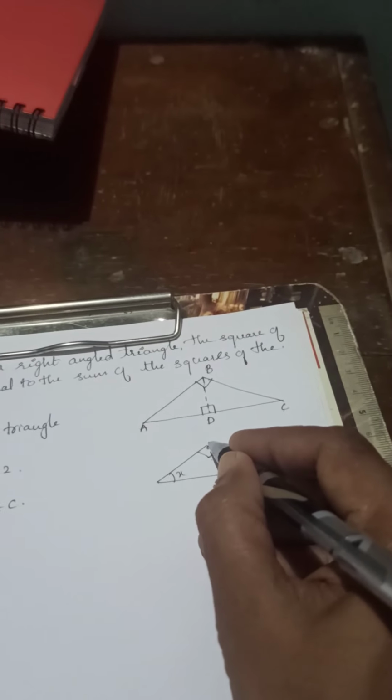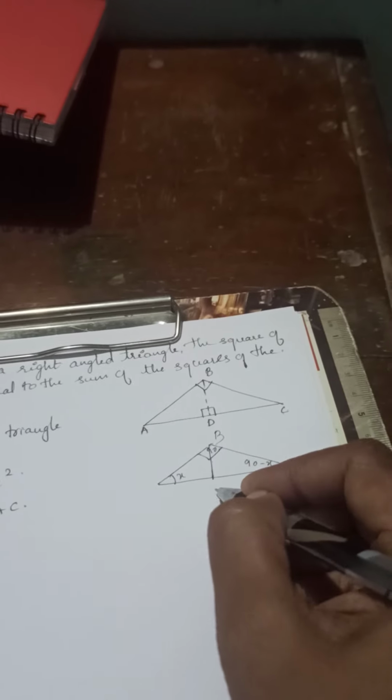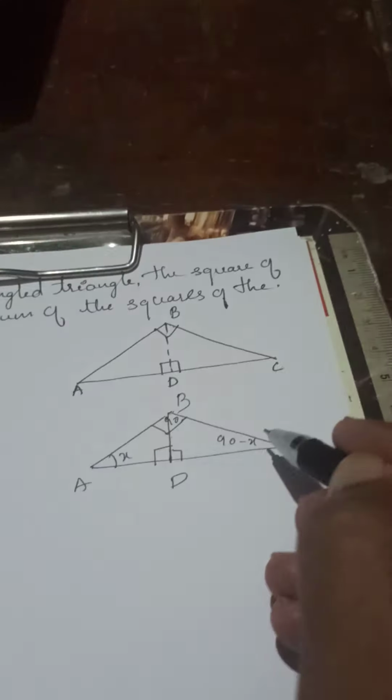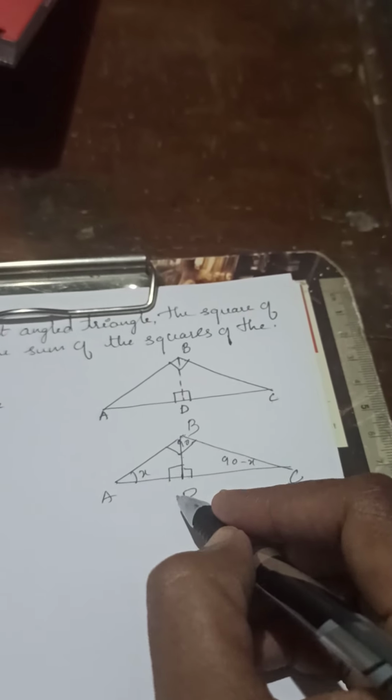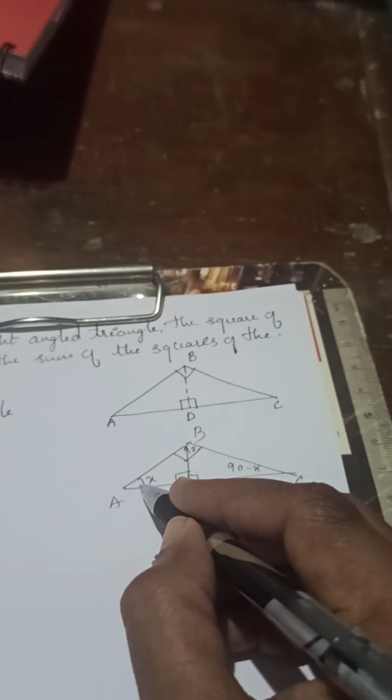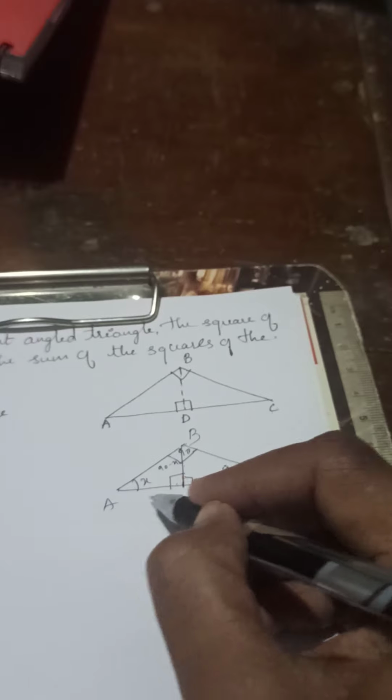Now you are drawing a line perpendicular. That means BD is perpendicular. Again, perpendicular means you know that it is always 90 degrees. So here you got 90 degree, here you got 90 degree. Now see, in triangle ADB, this is 90 degree, this is x, and here it will be 90 minus x. This is only this triangle.